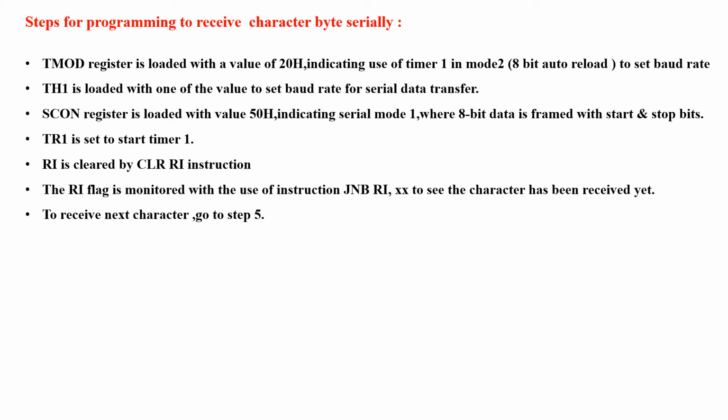Here, instead of TI, we use the receive interrupt flag. So first of all, the receive interrupt flag is cleared by the CLR RI instruction. The RI flag is monitored with the instruction JNB RI, to see whether the character is received or not. To receive the next character, again go to step 5.